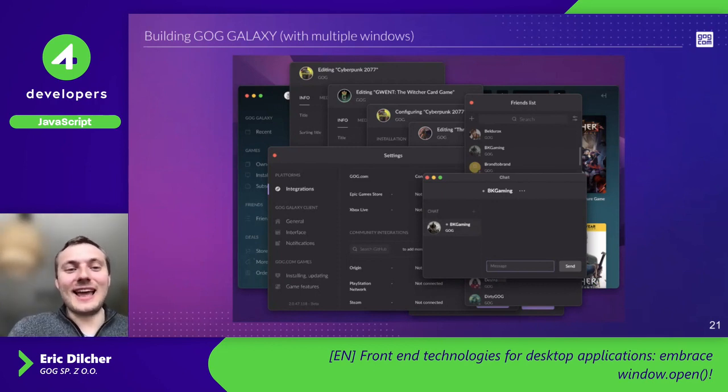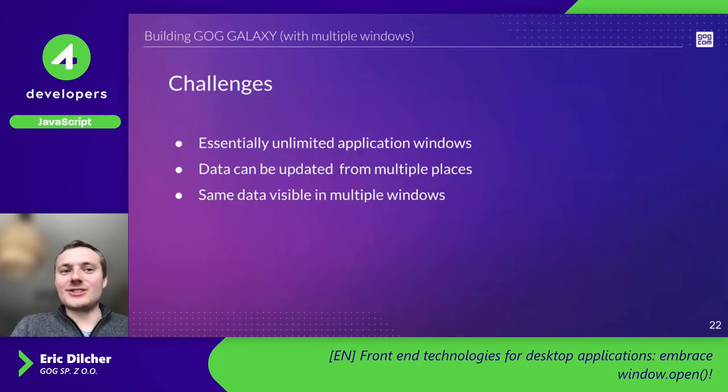So this was our requirement, this was our goal. And the question was, how do we actually do that when we're using a front-end framework? In this case, we were using Angular. How do we use this framework to achieve what we want to do? First of all, there are several challenges that we immediately identified. With the application that we wanted to build, there are essentially unlimited application windows. You can have thousands and thousands of games in your library. For each one, you can open the edit window. You can open a separate configure window, which lets you configure command line parameters for the game when you want to launch it, etc.